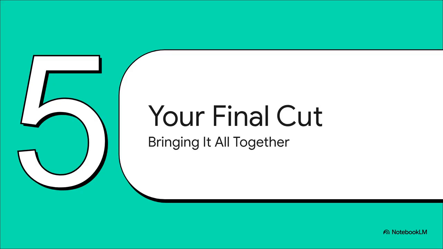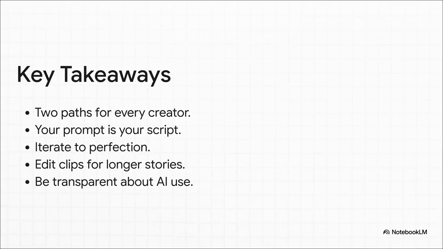Okay, so you've picked your path, you've started to master the art of the prompt, and you've generated your clips. What's next? Well, now it's time to bring it all together for your final cut. So, let's just quickly recap the biggest ideas here. First, remember there are 2 paths for every creator, so pick the one that actually fits your goal. Second, your prompt is your script. Be descriptive. Third, don't expect the first try to be perfect. Iterate. Your first generation is almost always just a starting point.